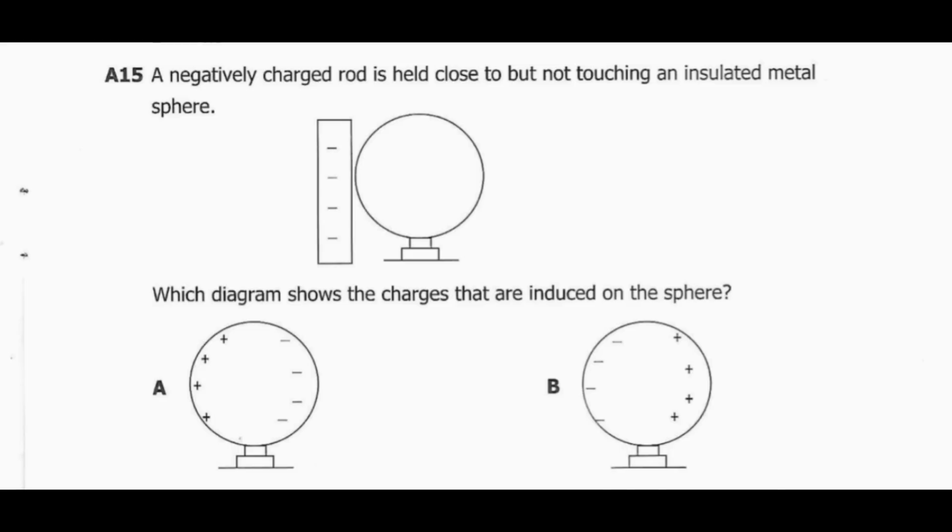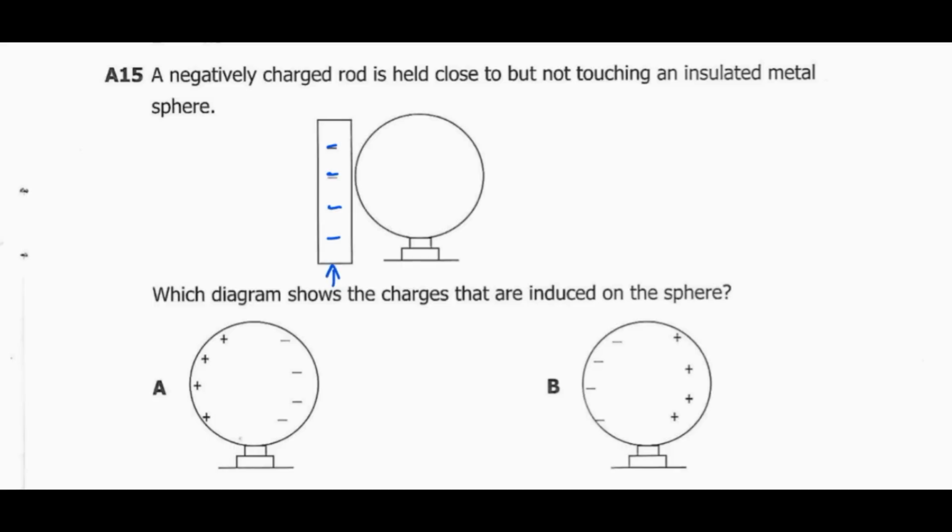Then you have question 15. A negatively charged rod is held close to but not touching an insulated metal sphere. Which diagram shows the charges that are induced on the sphere? Before we look at the multiple choices, let's look at the nature of this. The rod has negative charges. Now the metal sphere is neutral, so since it's neutral, the charges are distributed evenly.